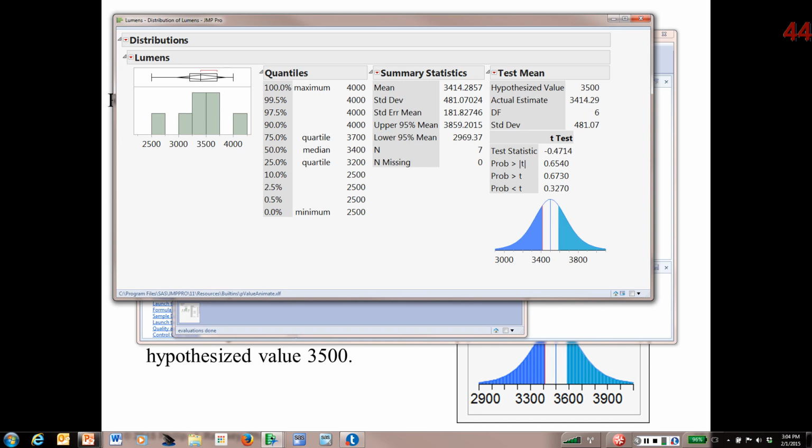65% of all possible sample averages I could have observed are either less than 3,414 or greater than, and I draw an imaginary line the same distance on the other side, so close to 3,586, or greater than. Hence, the value I observed is highly probable. So I do not reject the null hypothesis.